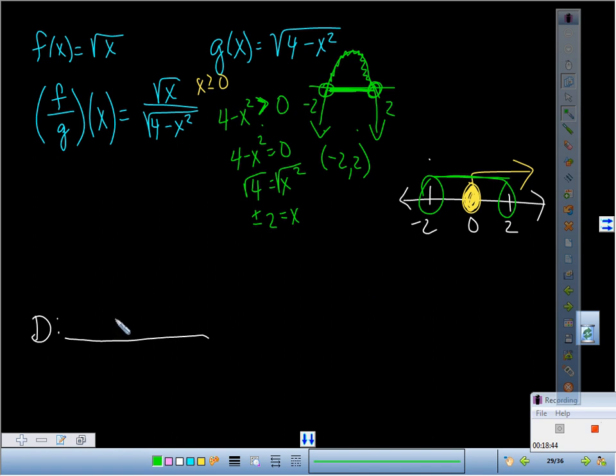Now, my domain is the intersection of these two graphs, what they have in common. So it has to be where the green and yellow are. So I start here and I'm just green. I hit the yellow, so I'm yellow and green. So it starts at 0. Does it include 0? And it goes all the way up until what? Does it include the 2? And that's my domain.